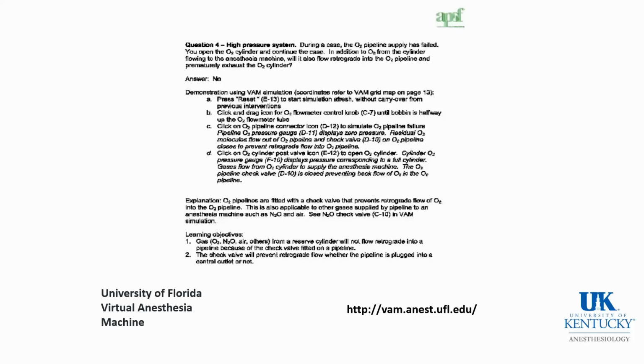This question, in my opinion, depends on a properly functioning check valve on the oxygen pipeline. The question is, during a case, the oxygen pipeline supply has failed. You open the oxygen cylinder and continue the case. In addition to oxygen from the cylinder flowing into the anesthesia machine, will it also flow retrograde into the oxygen pipeline and prematurely exhaust the O2 cylinder? In this case, the answer is no, and that is dependent on a check valve. And the explanation is that O2 pipelines are fitted with a check valve that prevents retrograde flow of oxygen to the oxygen pipeline.